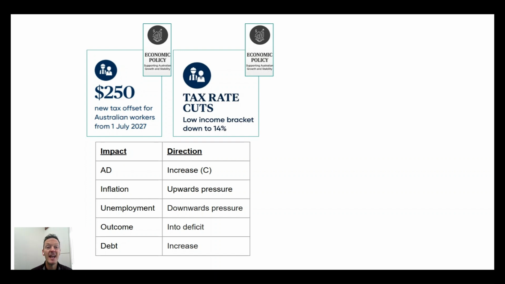And as a result, as we've already learnt, when receipts fall relative to expenditure, or expenditure rises, and that pushes us into a budget deficit, well, then that's going to increase the amount of debt. The government is going to need to borrow more money to cover this particular fall in receipts.